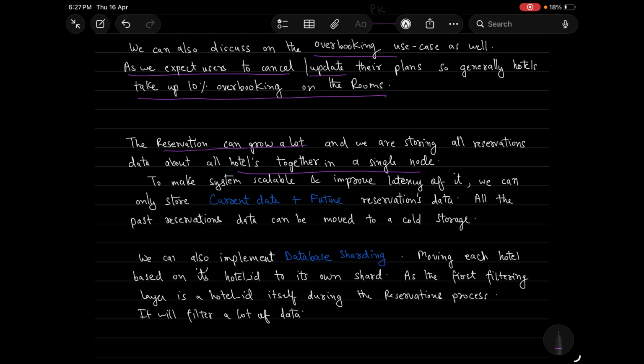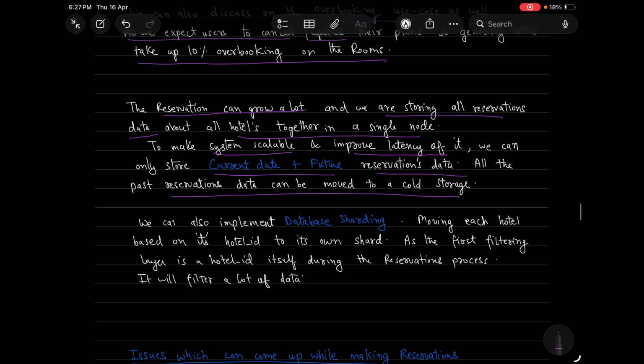Because a lot of users are making these reservations, this will easily fill up with all the reservation data, and browsing through these reservations could become a little bit difficult if we tend to store all this data in a single DB node. To make the system scalable and improve its latency, we can only store current date plus future reservations data. All the past reservations data which have already been done can be moved to a cold storage.